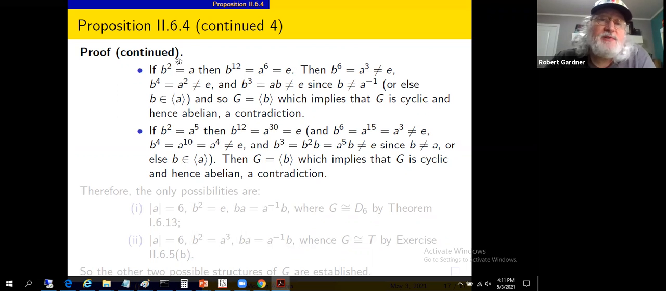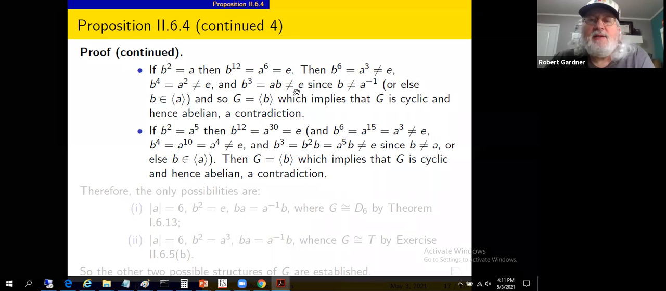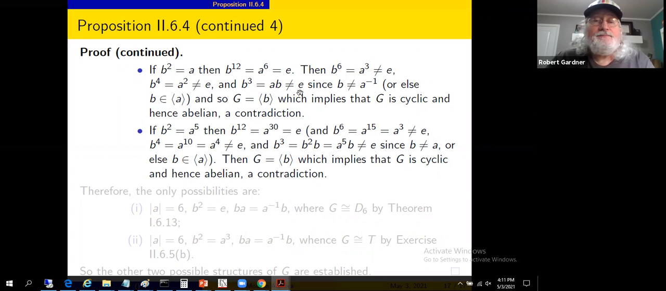We multiply both sides of this equation, say on the right, by B. That gives us B cubed equals AB. AB can't be the identity, or else B would be the inverse of A. If B were the inverse of A, then B would be in the group generated by A, and it's not. That's where we got B from. It was something in group G that wasn't in the group generated by element A. So that can't be the case. So we know B to the 12th is the identity, B to the 6th is not the identity, B to the 4th is not the identity, B cubed is not the identity.